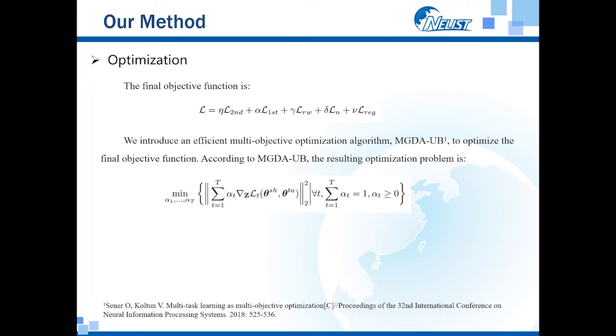So we will introduce an effective multi-objective optimization algorithm, MGDA-UB, to optimize the final objective function according to the method. The resulting optimization problem is defined as this. So we can see that we just communicate the gradient, and the method will return the weight of each loss.